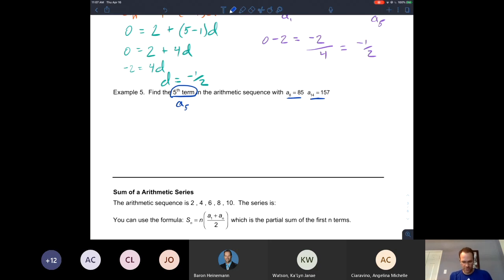I need to figure out if it is an arithmetic sequence, as they said, what's the common difference, and then go backwards until I get to it. Go backwards from the 8th term. All right, well, how would you do this? Anyone?